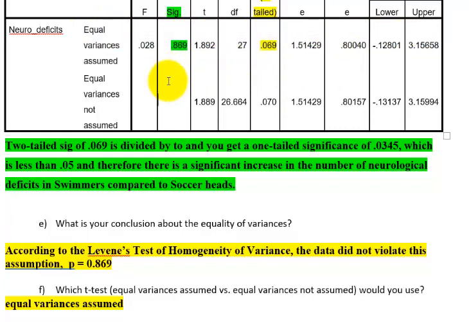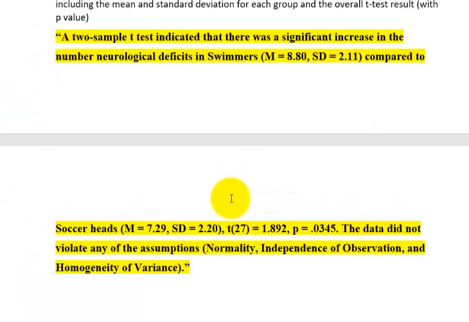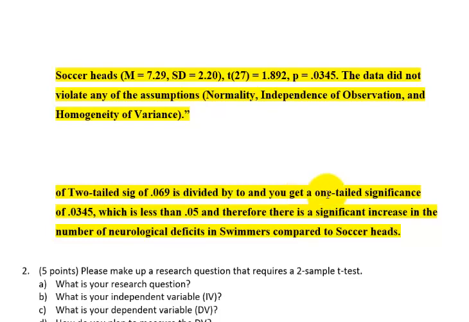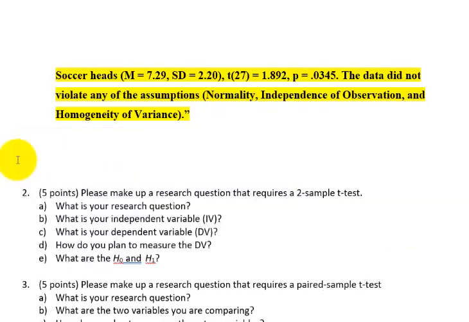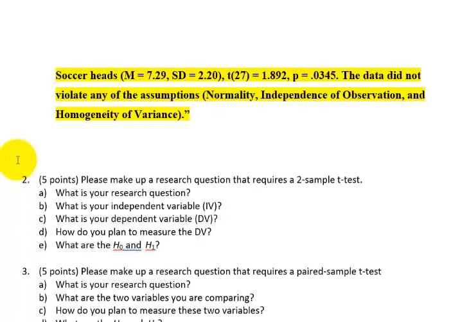Now, we have to check for normality because we mentioned that it didn't violate anything, so we're going to double check. There's no way to check for independence. We just assume that's right. All right, so let's go back to our data set.